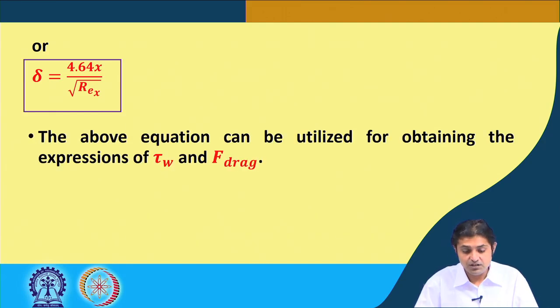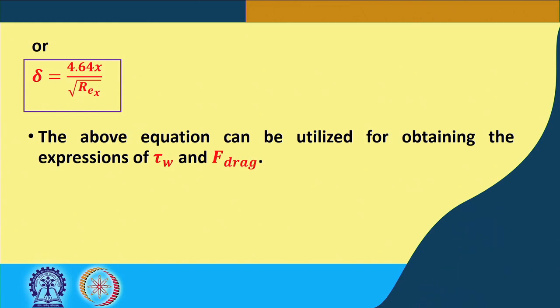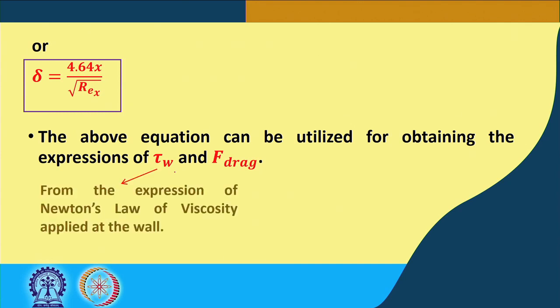So, the above equation can be utilized for obtaining expressions for tau w and F drag, because we get the boundary layer thickness. From the expression of Newton's law of viscosity we can obtain tau w, and for F drag we simply integrate tau w from 0 to L over the entire plate. So, this is the way that it is done.